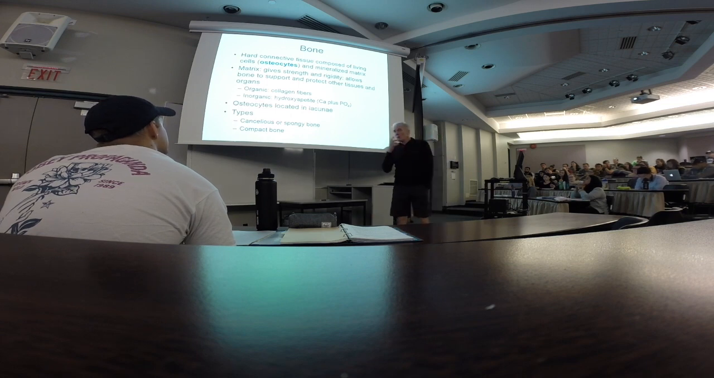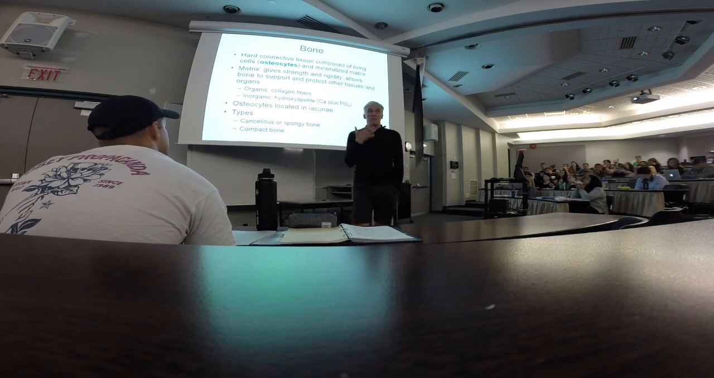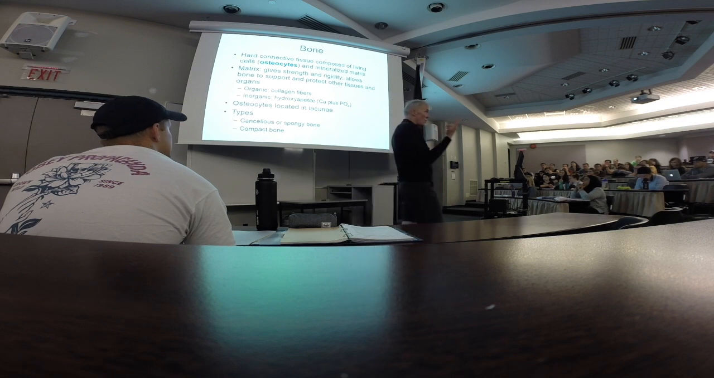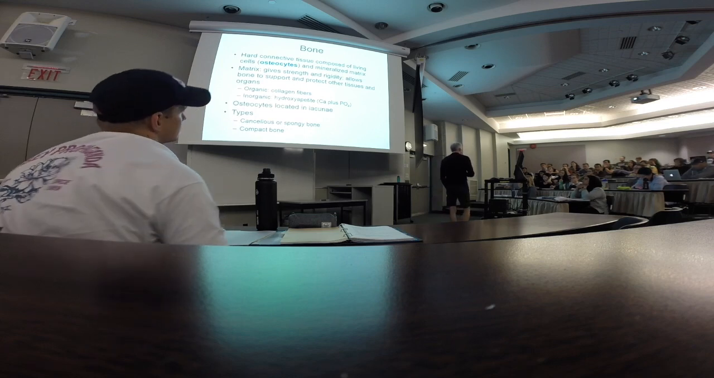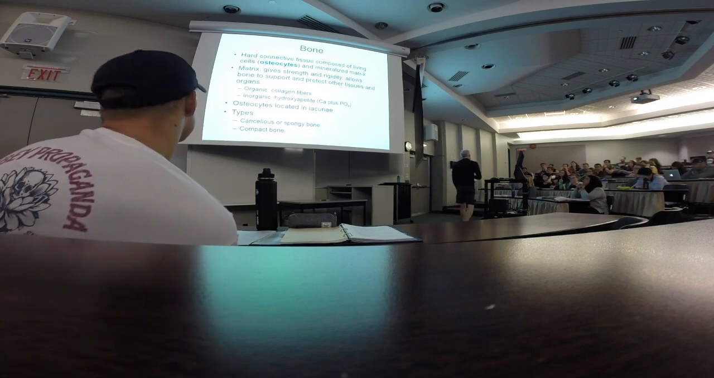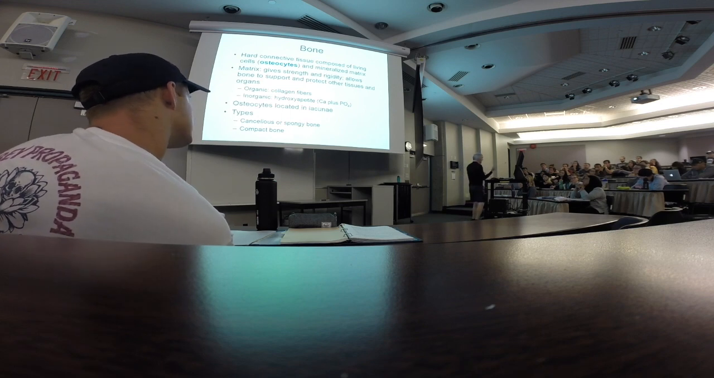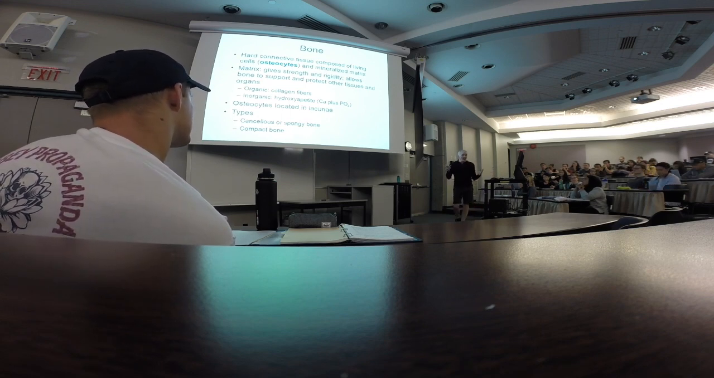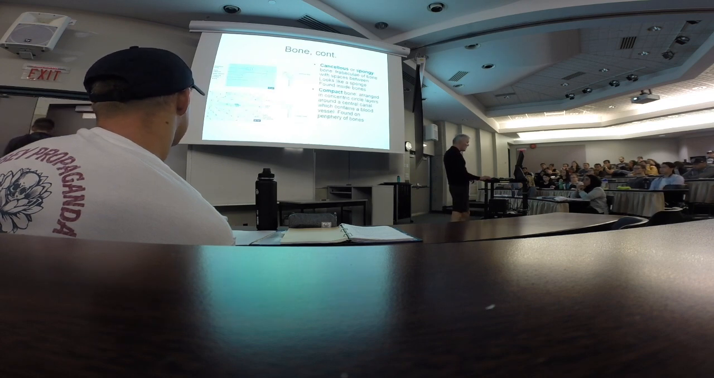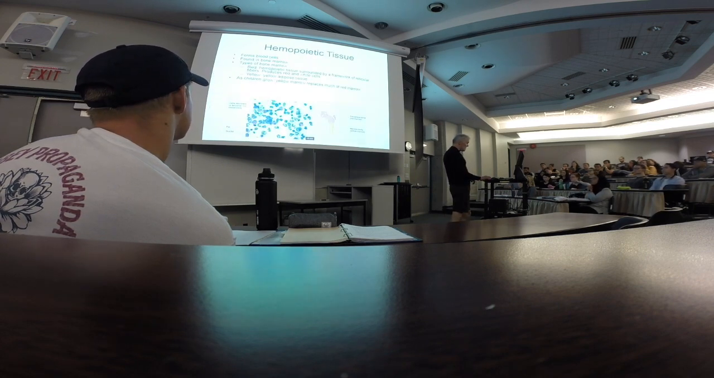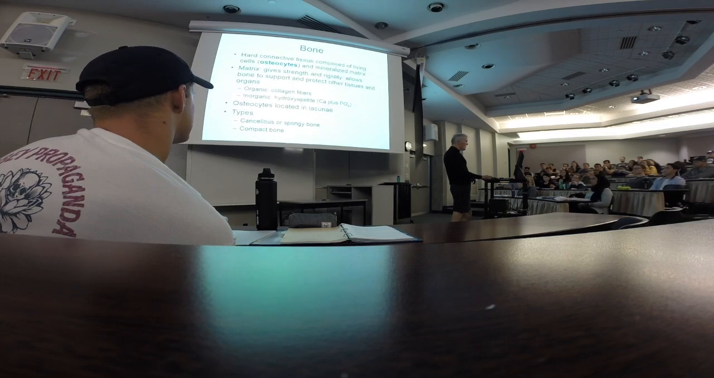Chondro, the prefix or the root for cartilage, and osteo, the root for bone, right? So, an osteocyte, a bone cell, an osteoblast, a bone building cell. Now, we have perichondrium for cartilage, but we have periosteum for bone.